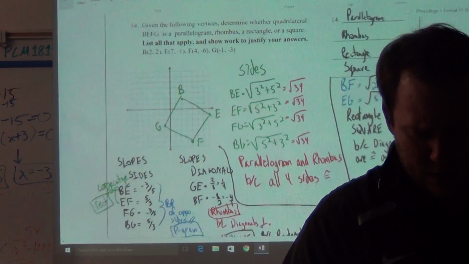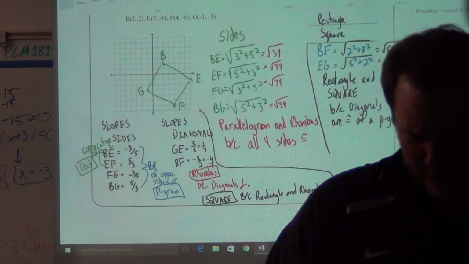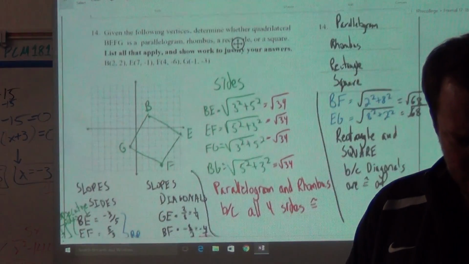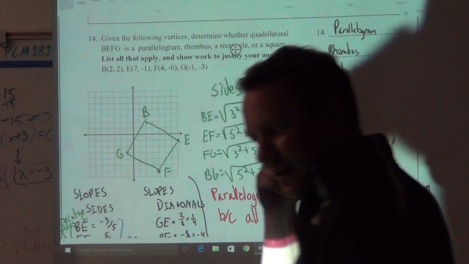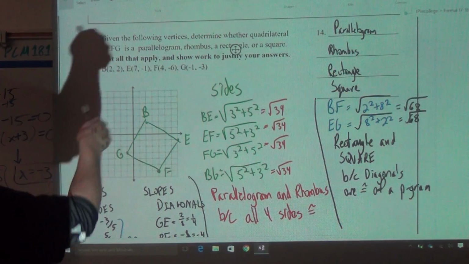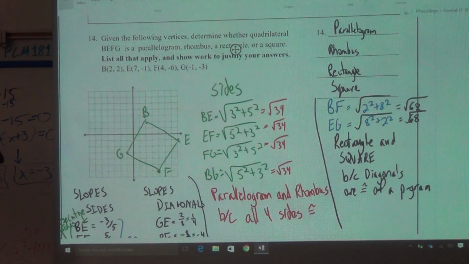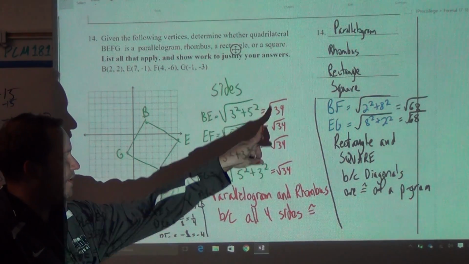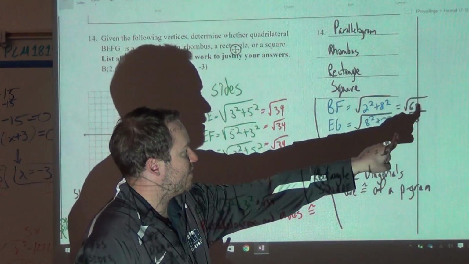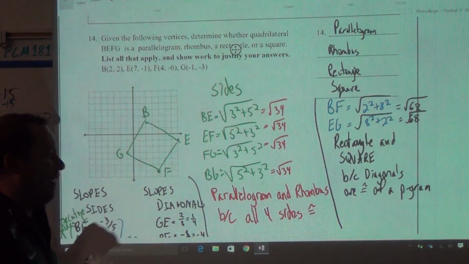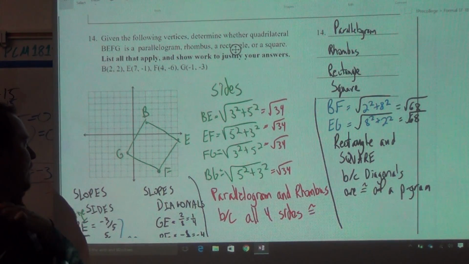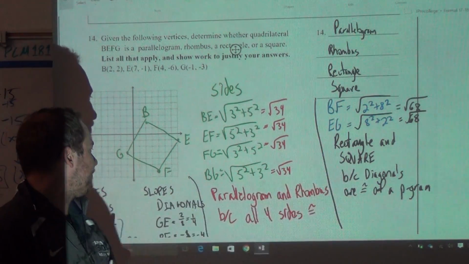Here's a long version of number 14. You needed to list what if it was each of these, and then tell me why. So here's with sides, square root of 34. Diagonals, square root of 68. I could have simplified the square root of 68. I chose not to. And here's my reasoning.